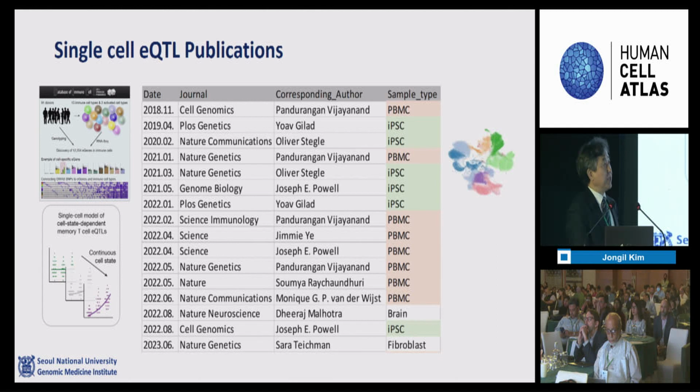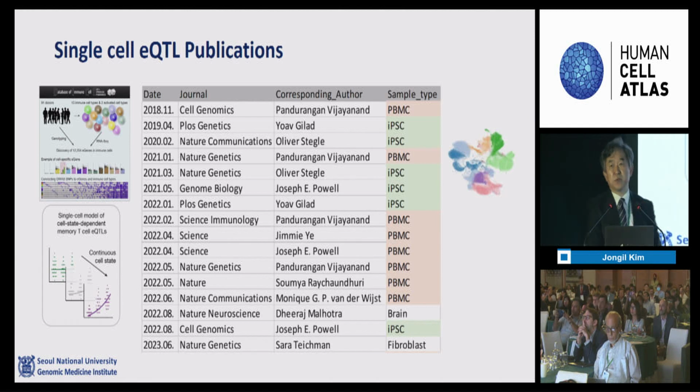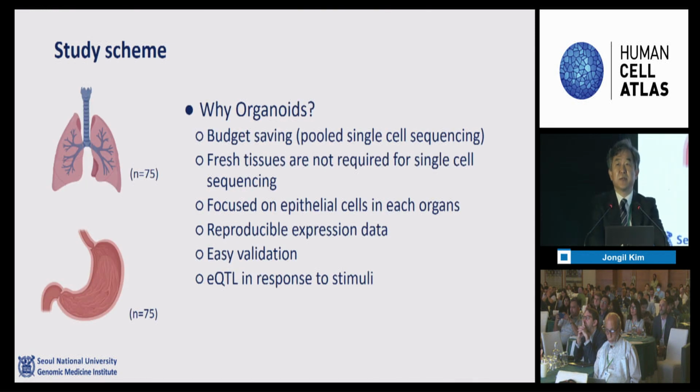When we designed our project in 2020, there was very limited publication about single-cell eQTL. Now we found a lot of papers published for single-cell eQTL, but you can see that most of the papers come from PBMC or iPSC. This is because single-cell eQTL analysis from solid organs is still challenging. I think this paper is the only paper that comes from solid organs. When we first designed our project, we intended two solid organs, lung and stomach.